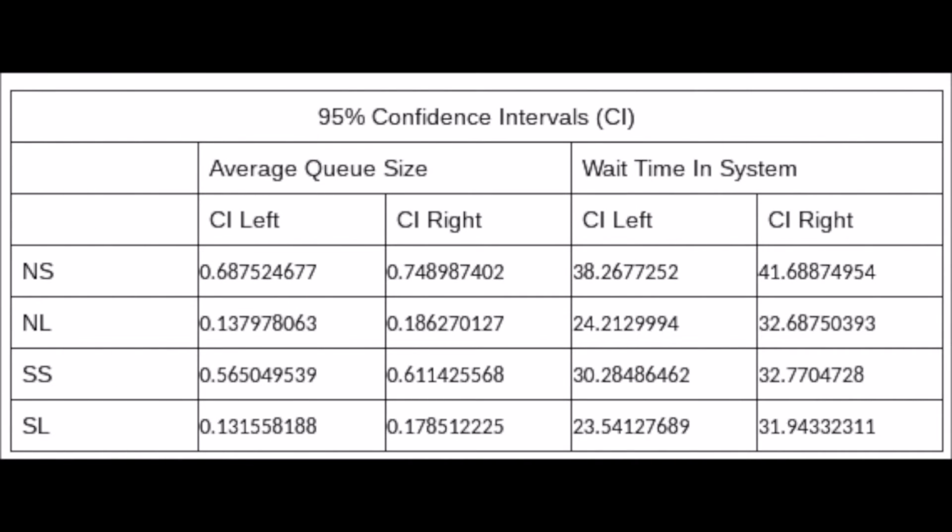After developing confidence intervals for the average queue size and the average wait time in the system, we were able to determine that the cars going straight, either north or southbound, in the intersection had a longer wait time and generally a larger queue size. This would be reflected in the number of cars going straight instead of turning left. And we can see that cars turning left, at either north or southbound in the intersection, had a smaller wait time in the system.